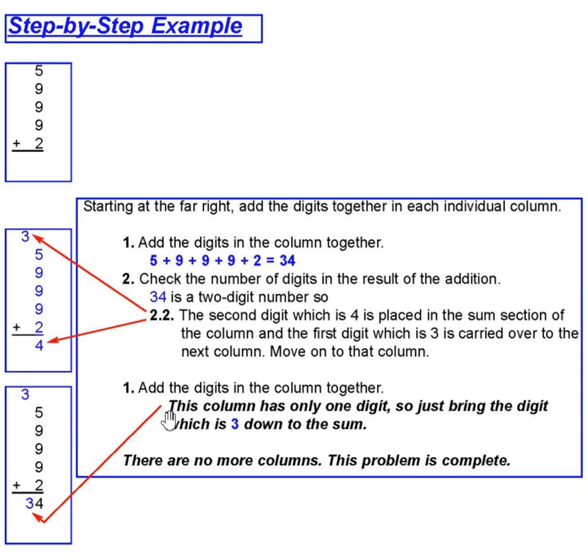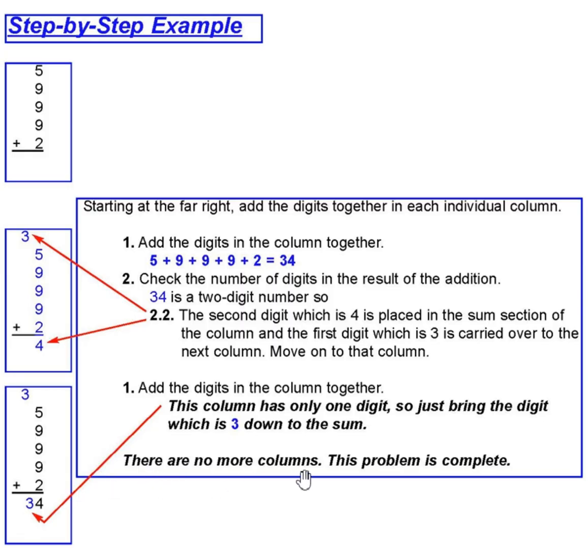Let me repeat that. This column has only one digit, so just bring the digit, which is 3, down to the sum. As you see here, we brought it down to the sum. 3 has been brought down to the sum.